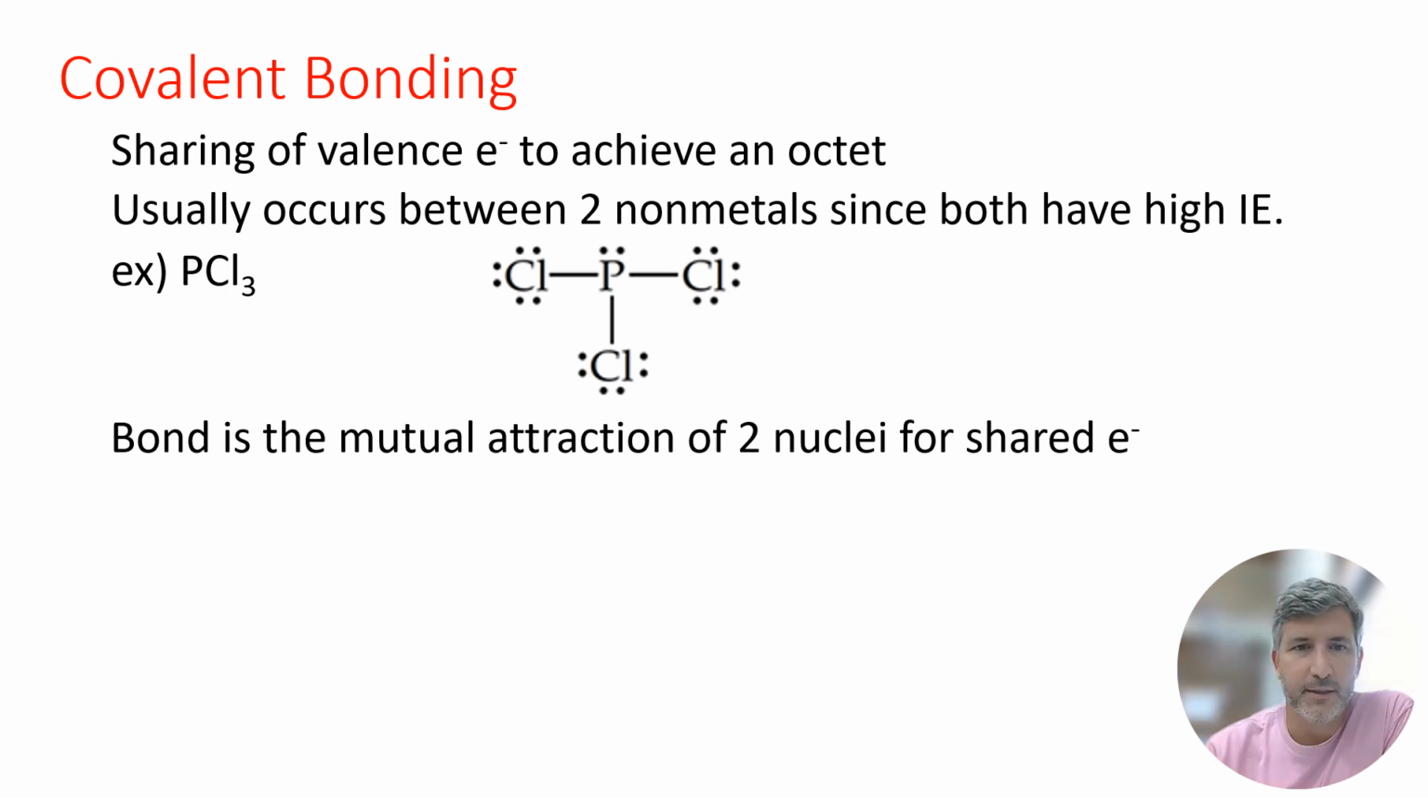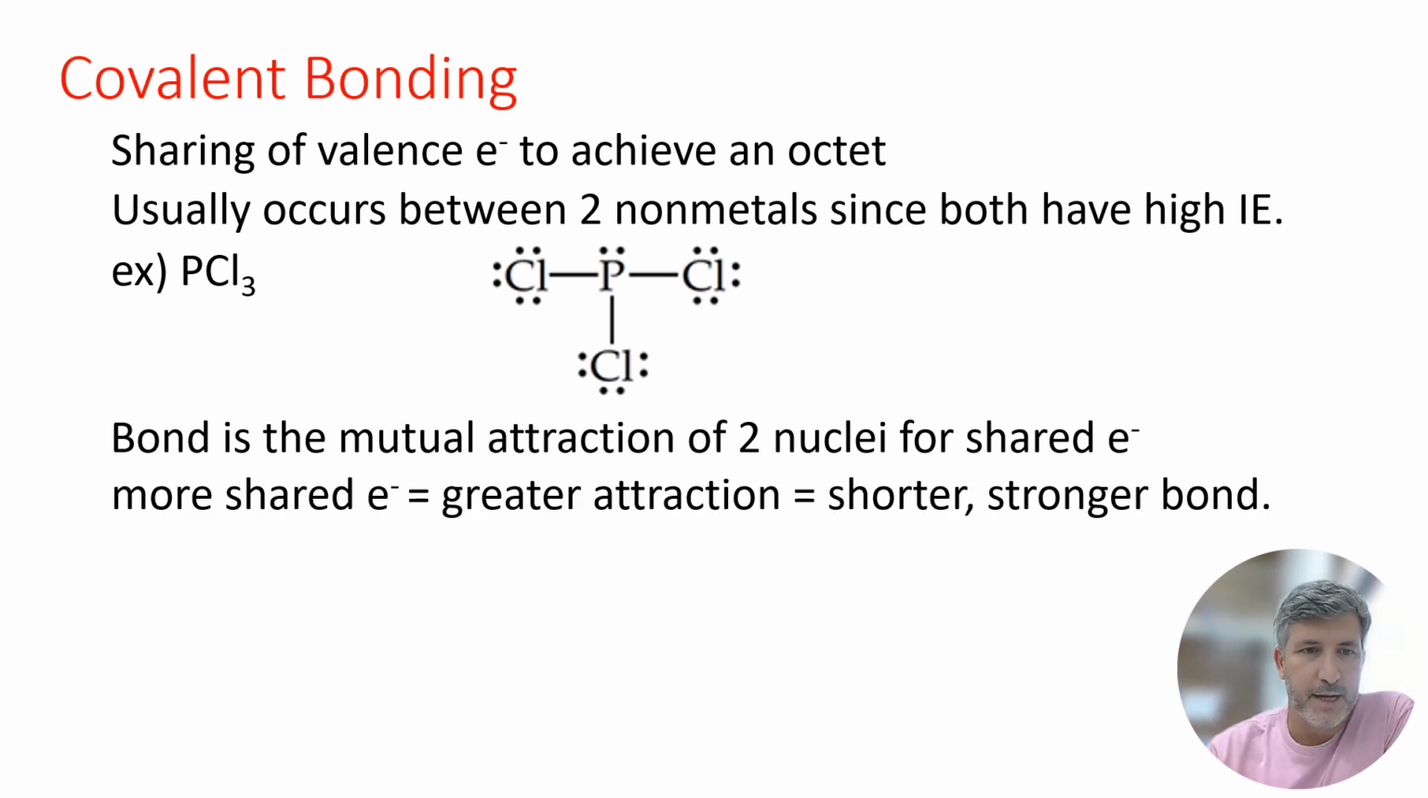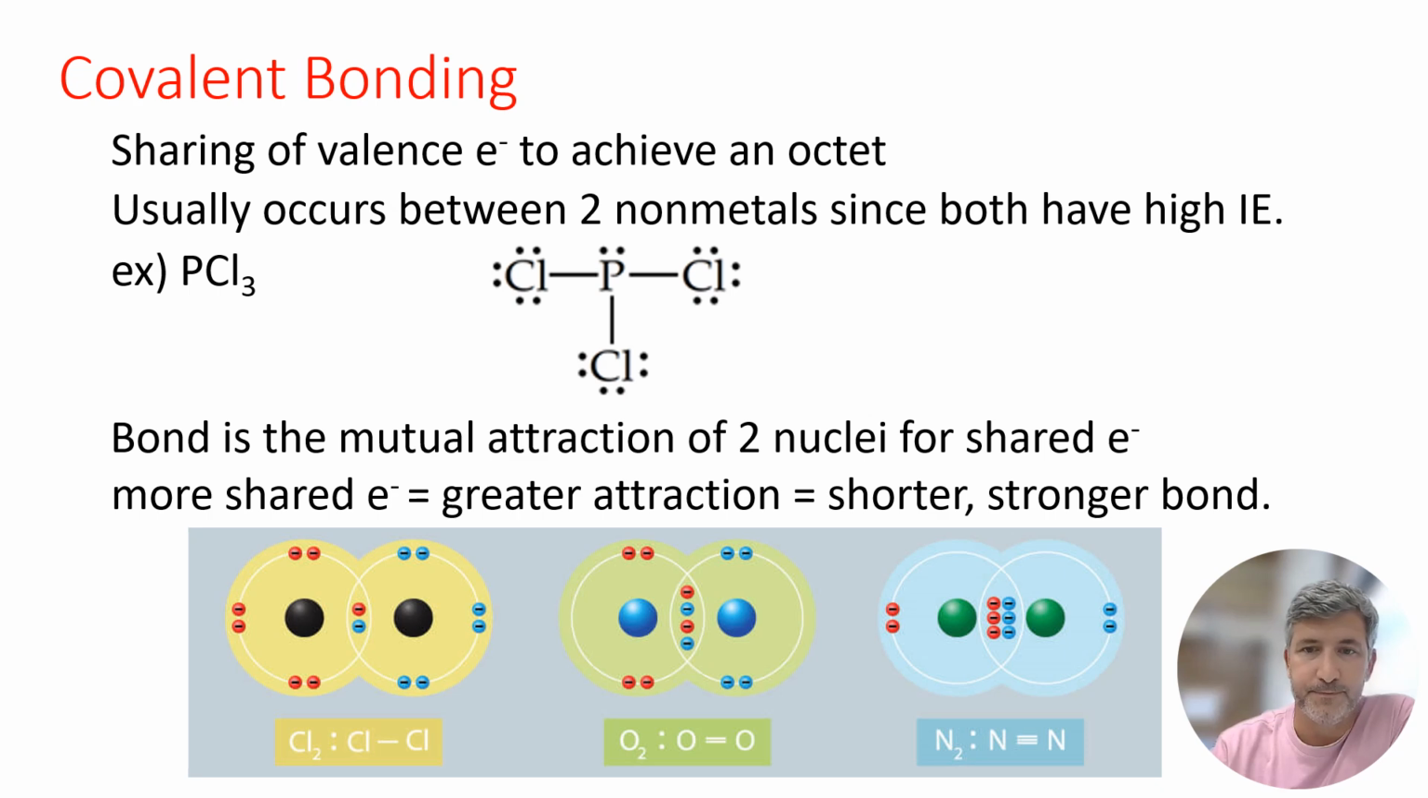So the bond itself is considered a mutual attraction of the two nuclei for those shared electrons. So this bond, like let's see here on the bottom, is just that the positive phosphorus nucleus and the positive chlorine nucleus are both attracted to those two negative electrons in the middle. So they have that mutual attraction. So the more electrons are being shared, meaning like a double bond or a triple bond, the greater that attraction is going to be that the positive nuclei feel, and therefore that's going to pull those positive nuclei closer to those bonding electrons and make a shorter and stronger bond.